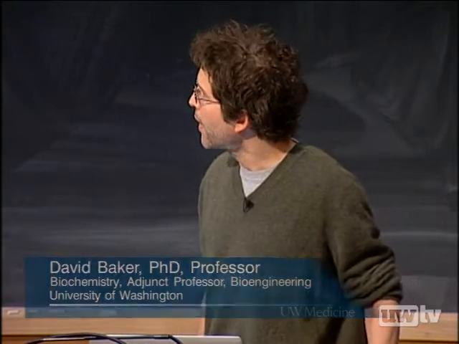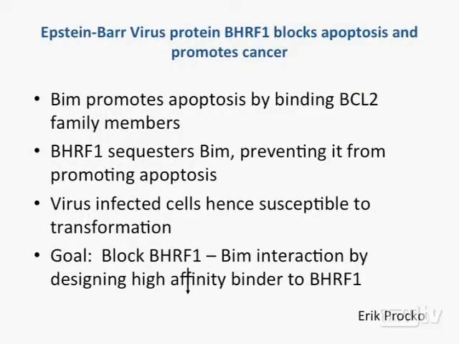So Epstein-Barr virus, this protein BHRF, is a cancer promoter, and that's because BIM, the naturally endogenous protein, is a pro-apoptotic protein. It binds BCL2 and activates that leads to apoptosis. So this viral protein binds to BIM and prevents it from promoting apoptosis. And so virus-infected cells are then more susceptible to transformation. So the goal was to block this interaction by designing high-affinity binders to BHRF1.